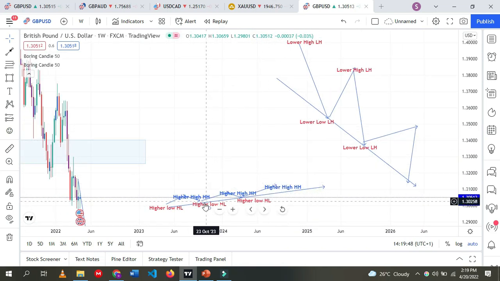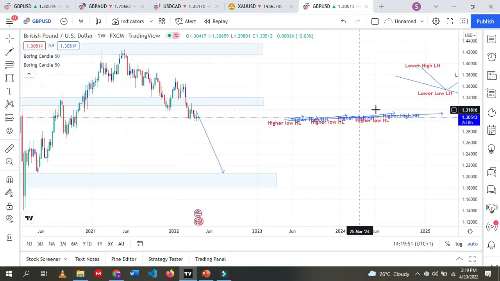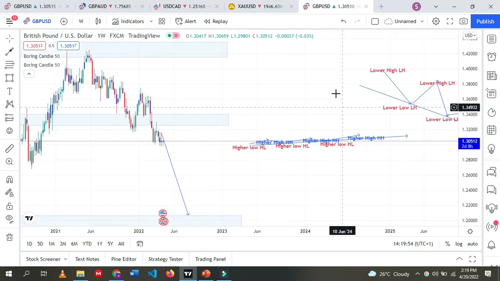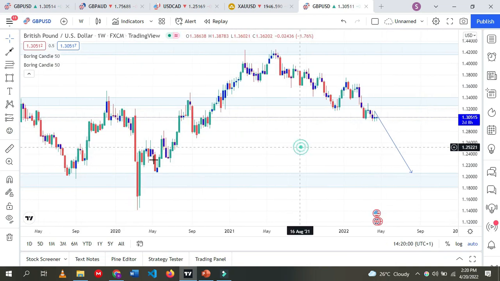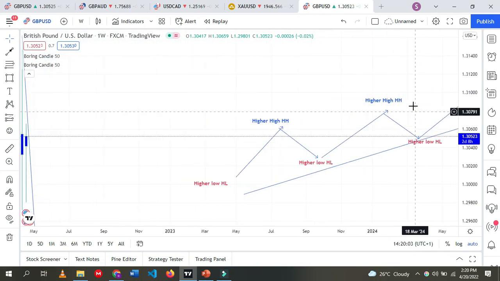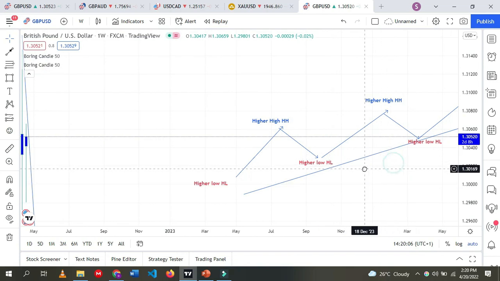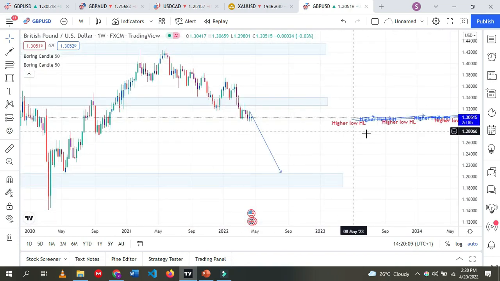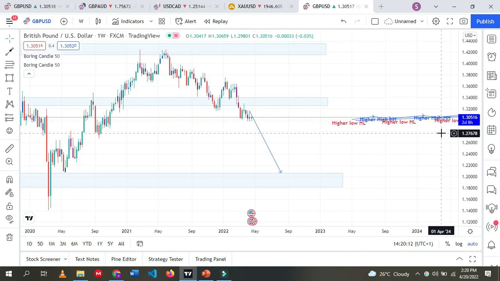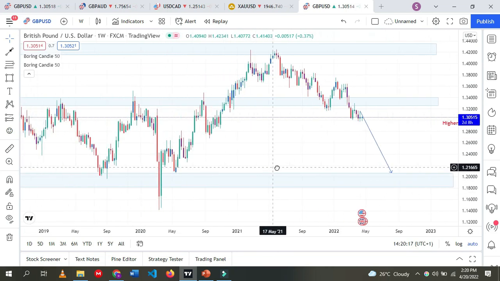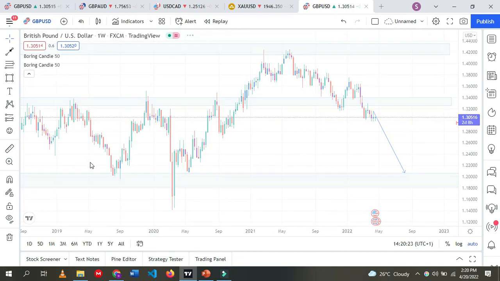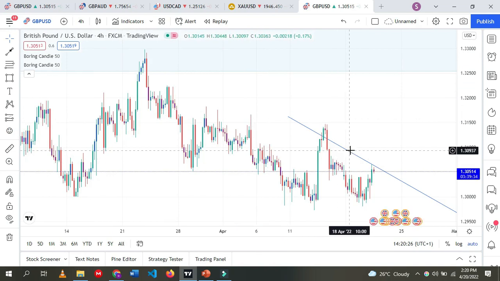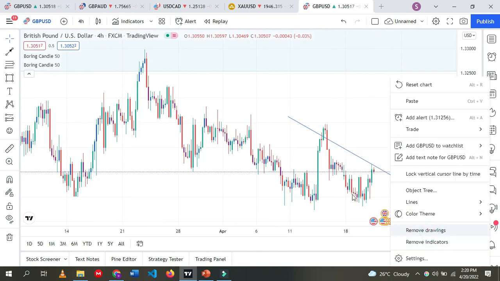So that is the difference between an uptrend and a downtrend. This is an uptrend here. We should have shown how a downtrend is. Let's go to our chart to see the examples of an uptrend. Let me go to the 4 hours chart here. Let me remove the uptrend.